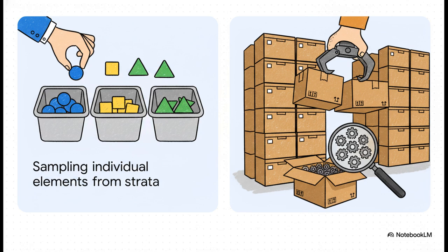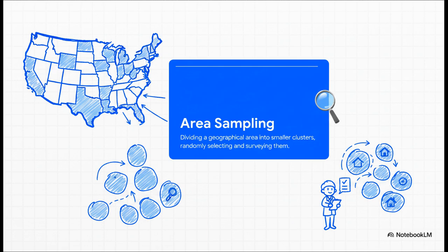To use a great example from the source material, imagine an inventory of 20,000 machine parts stored in 400 shipping cases. Instead of randomly running around picking individual parts from all over the giant warehouse, you treat the 400 cases as your clusters. You randomly select a few whole cases, and then you just examine every single part inside those chosen cases. Much easier. Now, a very close geographical cousin to this is area sampling.